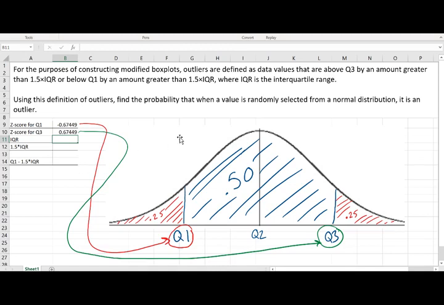Okay, so now the interquartile range. Now the interquartile range is Q3 minus Q1. That's the definition of interquartile range. And we have Q3 and we have Q1 right here. So for the interquartile range, let's say this should be equal to Q3 minus Q1. Okay, so that's the distance between Q3 and Q1.